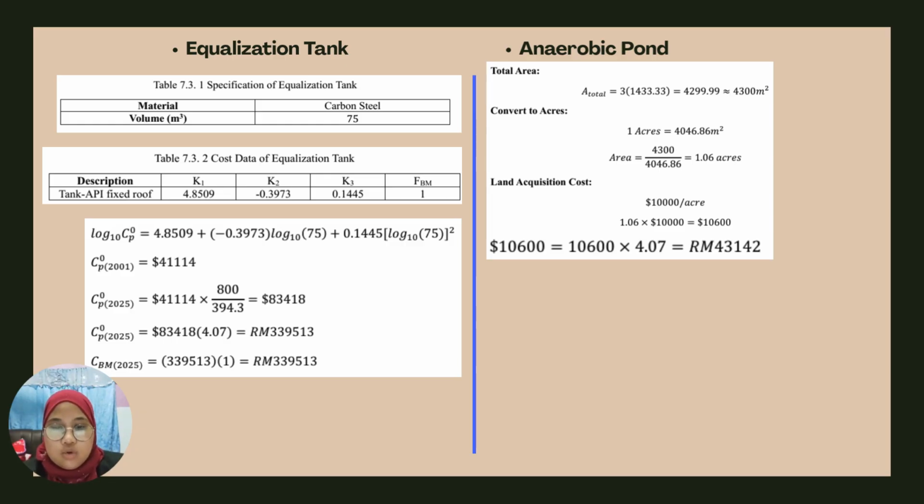Similarly, the equalization tank uses carbon steel construction because it is strong, easy to fabricate, and suitable for storing and homogenizing wastewater before biological treatment. Since it has the same design volume as the skimming tank, its estimated cost is 339,513 Malaysian ringgit.